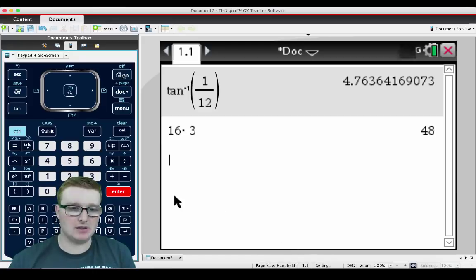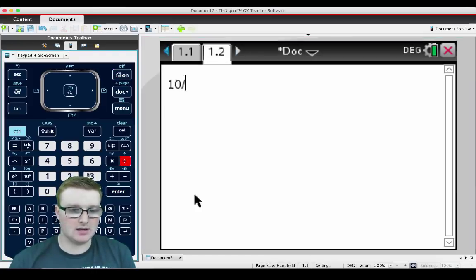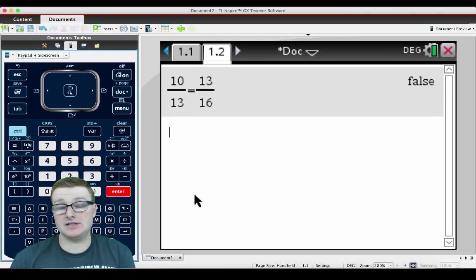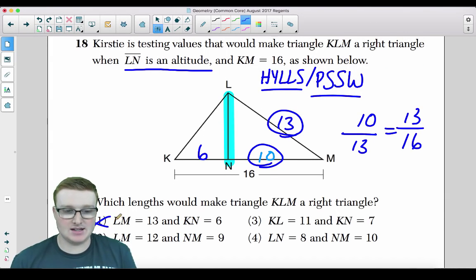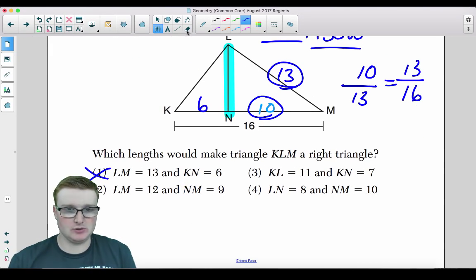Well, if you type it into your calculator, you're going to see very quickly that it does not. See how it says false on your calculator on the TI Inspire? These fractions are not equal. Therefore, that cannot be an answer. Let's take a look at choice 2.